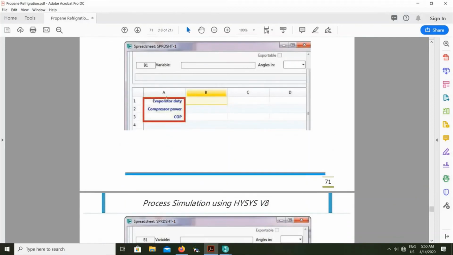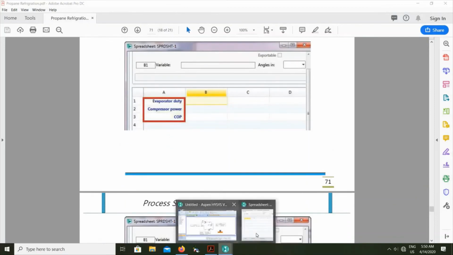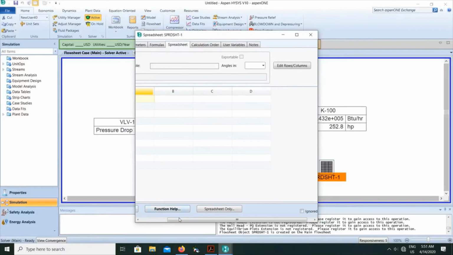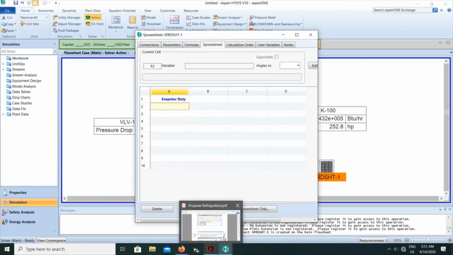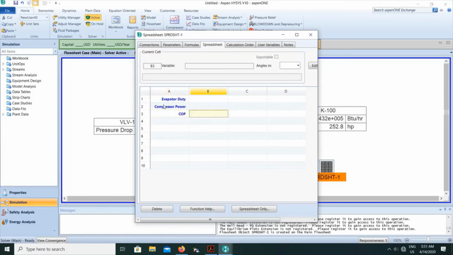You can see here the first thing we need is evaporator duty. You can call this one evaporator duty. The second thing we need is compressor power and COP. So here we need to write compressor power and COP. First type this information.